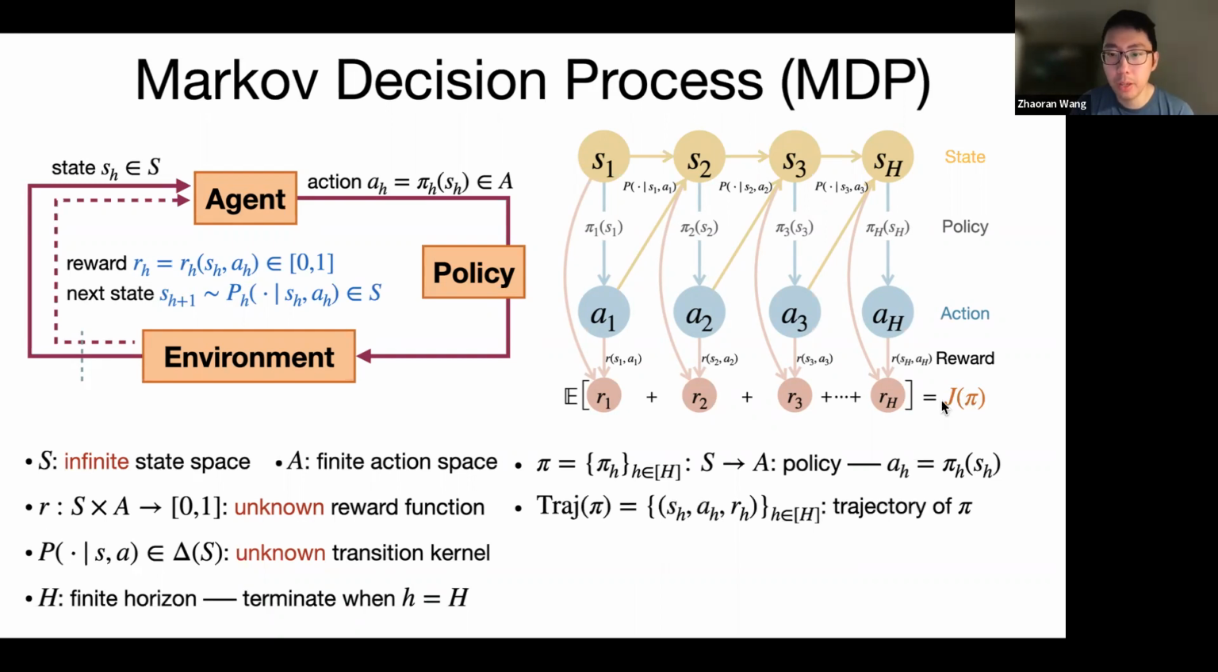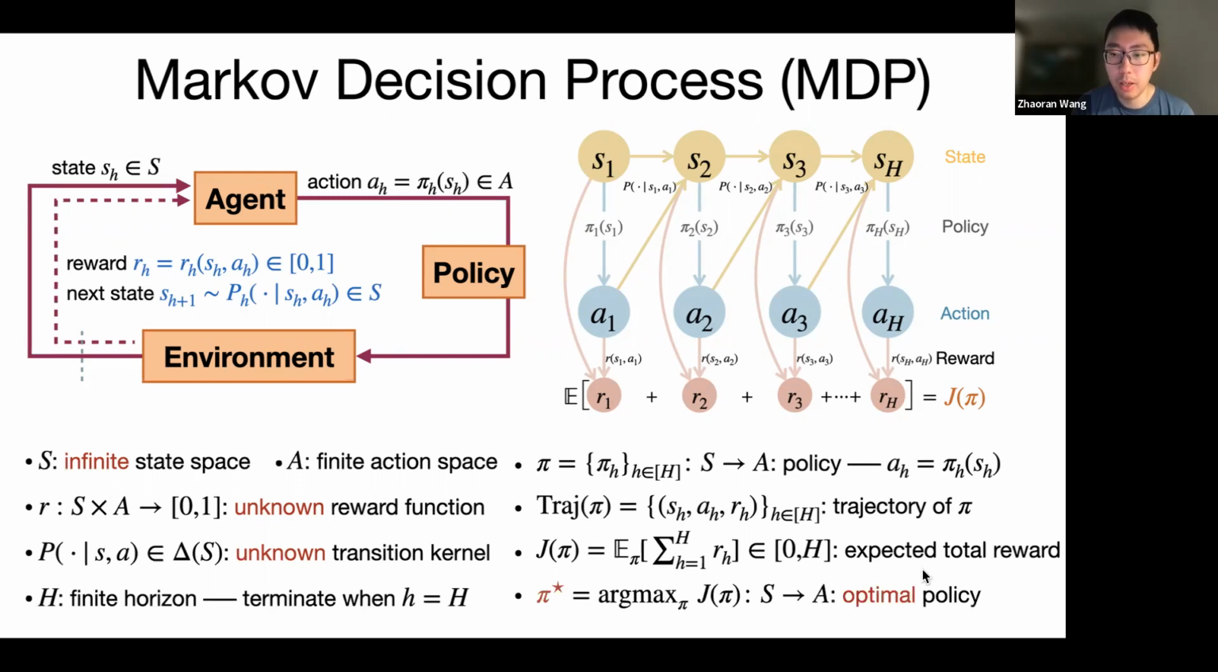What we have is the trajectory of pi. So it contains state, action, reward. This expected total reward over the H steps is our optimization objective. And we want to get to the argmax of J of pi, which is the optimal policy. So that's the basic setting.